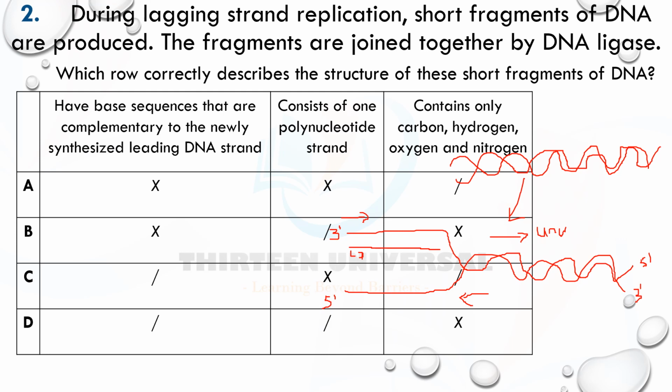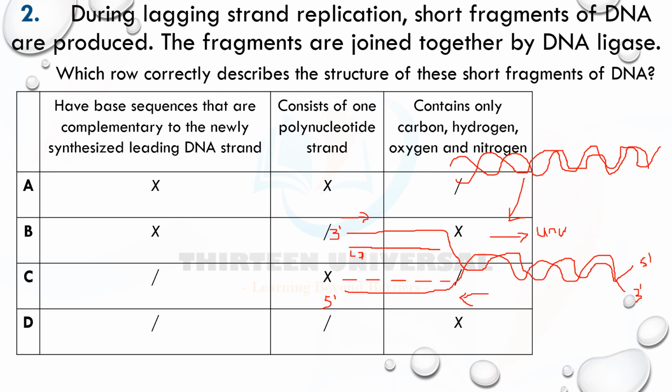Now remember that this strand is copied in a discontinuous fashion, because it copies in the opposite direction to the unwinding direction. So it has to wait for a section to unwind and then it copies it, and then waits for another one to unwind, and copies it. So it copies different sections as the DNA double helix unwinds, and that leaves us with fragments of DNA.